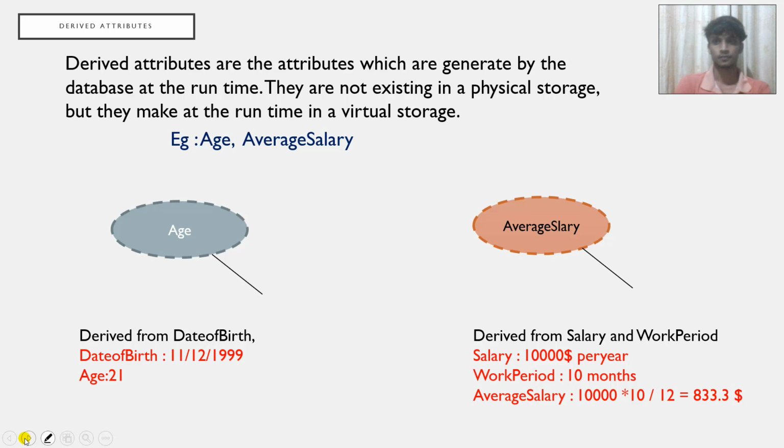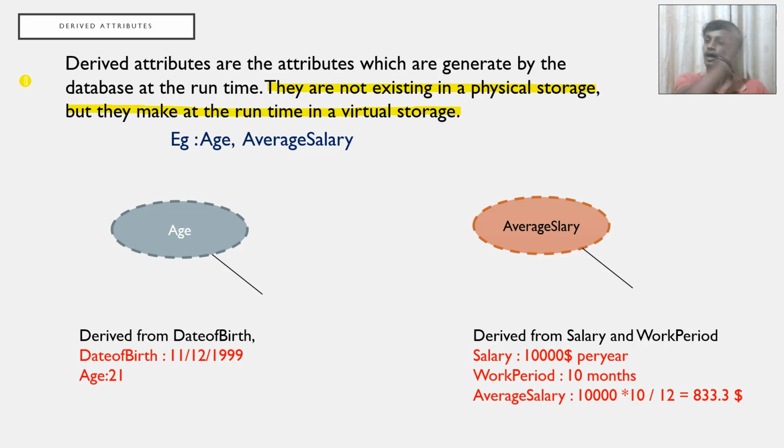Derived attributes. Derived attributes are the attributes which are generated by the database at runtime. So they do not exist in a physical storage, but they may exist at runtime in a virtual storage. So this is just an extra one. This is not necessary to our topic. So what does derived attribute mean?